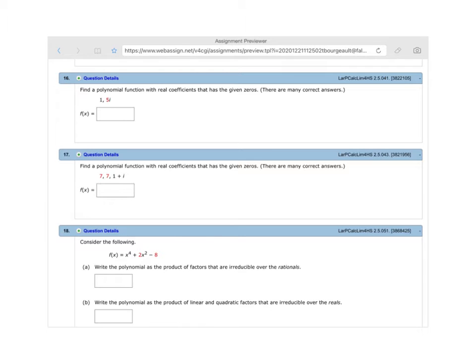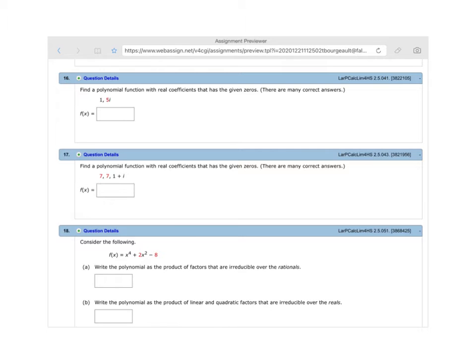In 17, it's the same idea, but the algebra of 17 is a little bit worse than the algebra of 16, so I'm actually going to do out the algebra with you on 17. These may not be the actual problems that you have, but they're the same idea, okay? So if 7 is listed twice, then that means that x minus 7 to the second power is a root. And when I have x plus i, 1 plus i, we know we also have 1 minus i. So this becomes x minus 1 plus i and x minus 1 minus i.